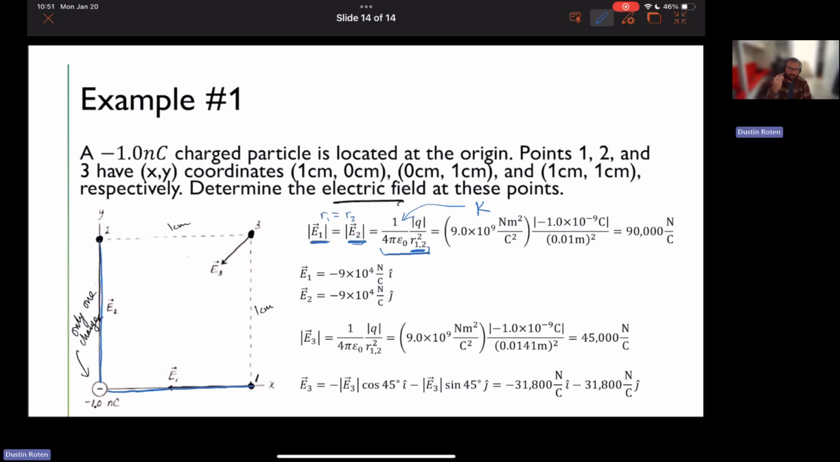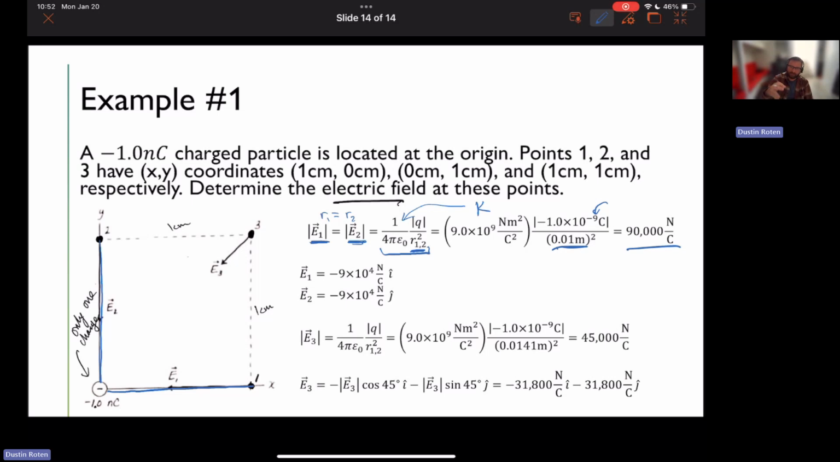Then we multiply by the charge of that generating point charge, which is -1 nanocoulombs, where nano means 10 to the -9th. And then we just plug in that distance. Well, it's 1 centimeter. This is true for both point 1 and point 2. Now we plug that in, we can turn the crank, and that gives us a value of 90,000 newtons per coulomb.